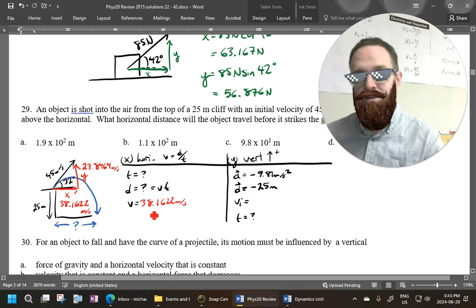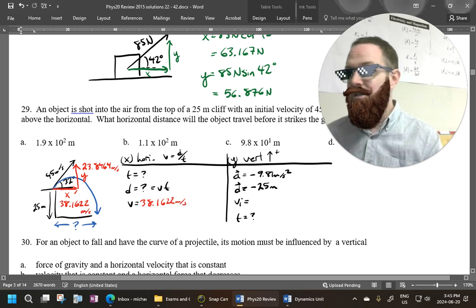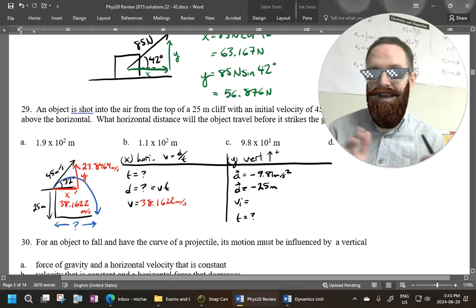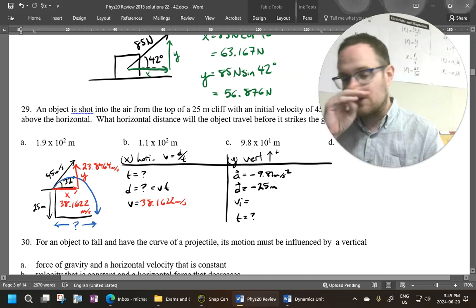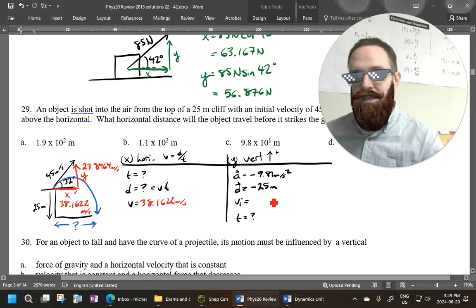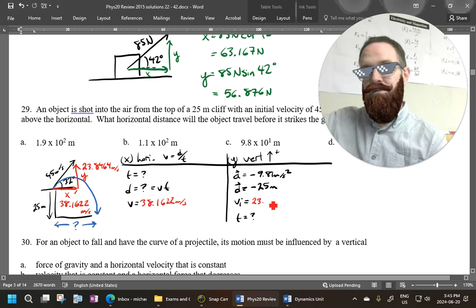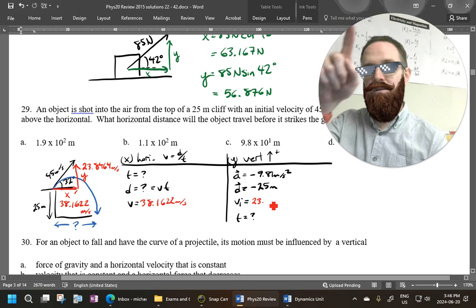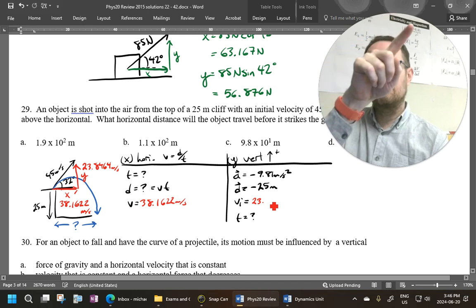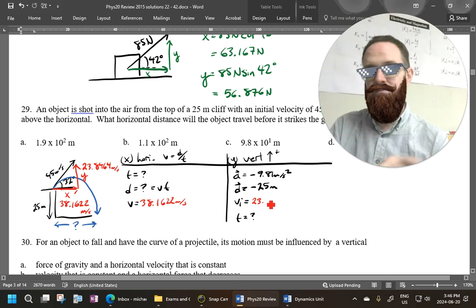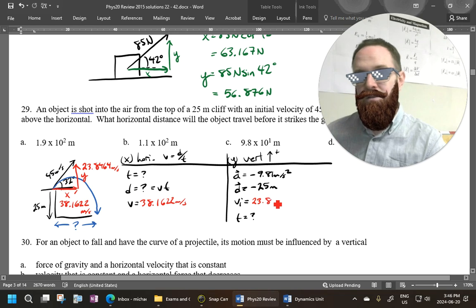38.1622, the X component, goes in my velocity. Remember, this side doesn't have acceleration, so there's no VI, there's no VF. They're both the same, so we just say V average. And over here, my VI starts off as 23, but then it will slowly decrease when it gets to the top. So it goes all the way up to the top, and then it speeds back up as it goes down. So this is always kind of changing because of the acceleration.